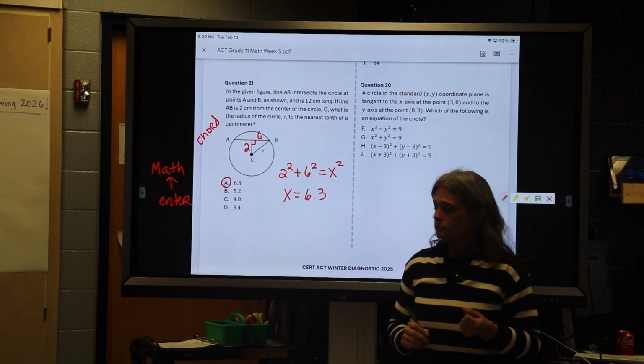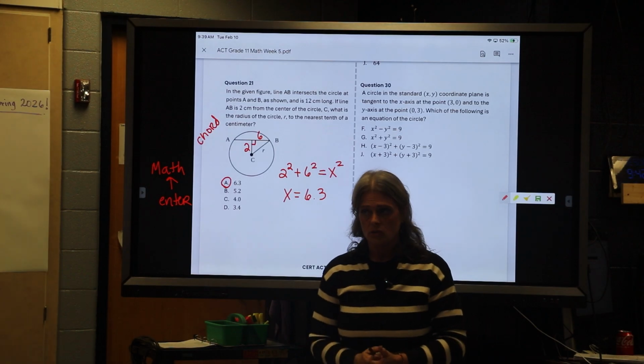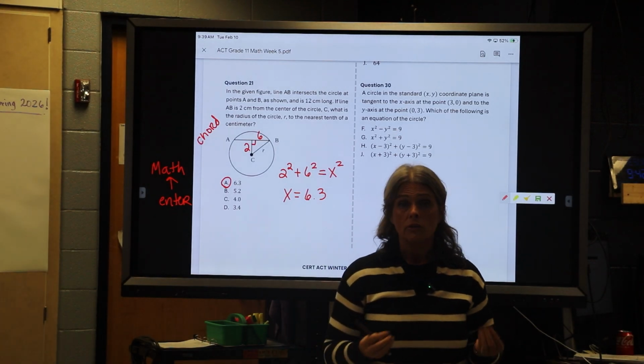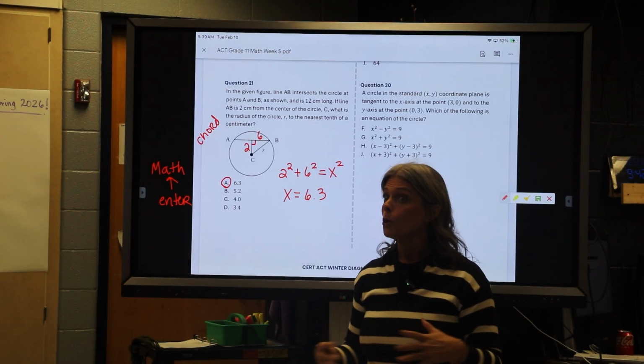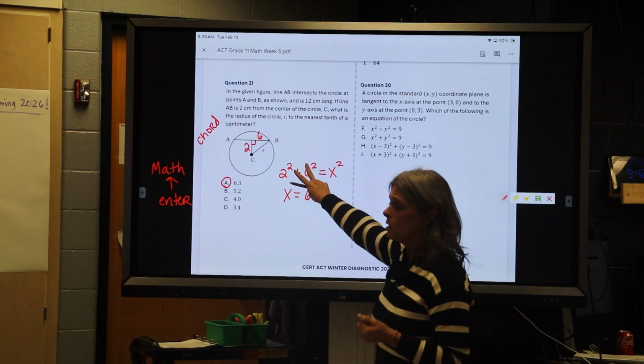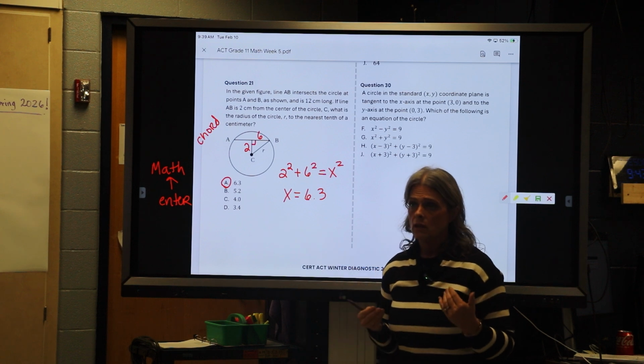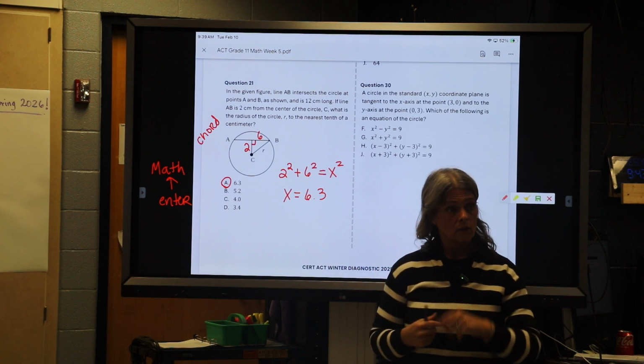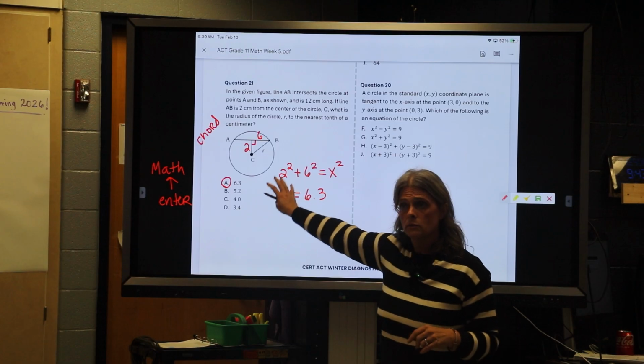Okay, so even though you haven't gotten to circle problems, I know you guys have all done the Pythagorean theorem multiple times, right? So when you see a right triangle, you've got a couple sides, we need to be thinking about using the Pythagorean theorem to find that third side, okay? Everybody feel pretty good about this one?